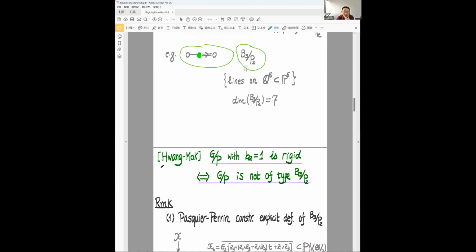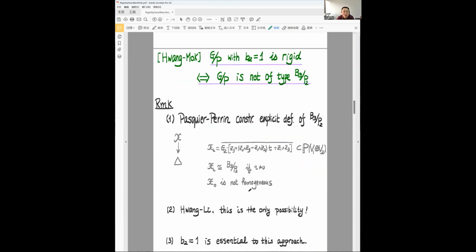So this is a theorem of Hwang and Mok about a series of papers. G/P of Picard number 1 is rigid in our sense if and only if G/P is not of this type, B3 mod P2. B3 mod P2 is not rigid. In fact, why is it not rigid?